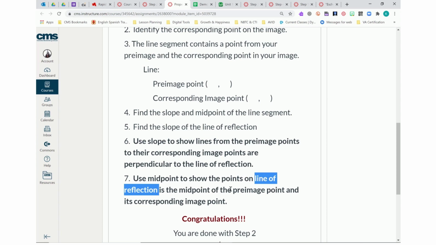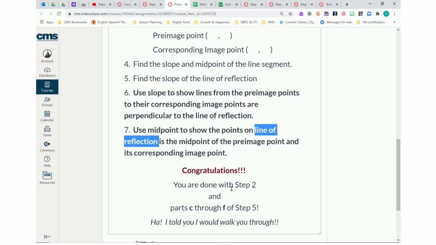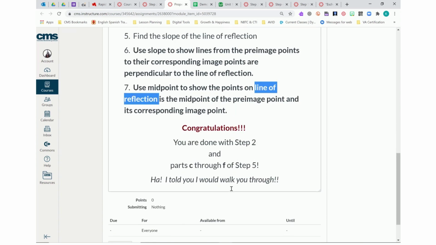Okay, and once you have done that, congratulations. You are done with step 2 and part C through F of step 5, like you did 2 different steps at the same time. I told you Ms. Lawrence was going to hook you up and I was going to walk you through it. I told you.